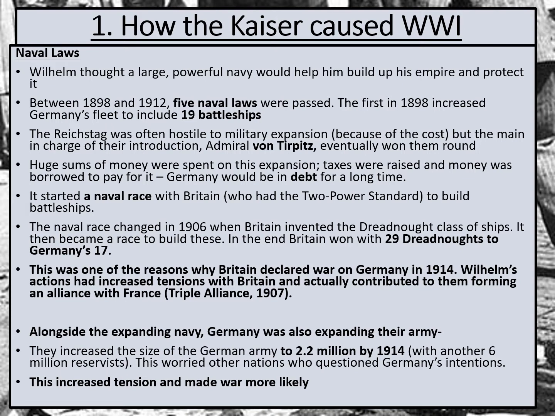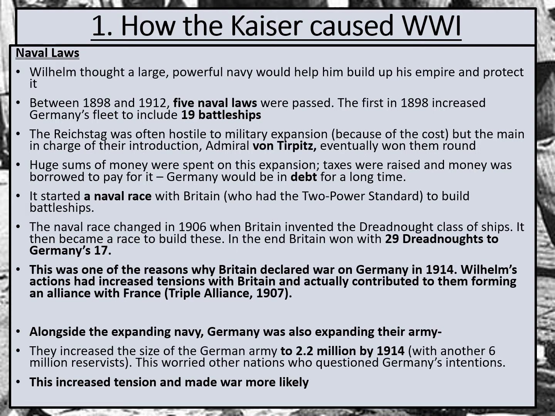The Reichstag didn't really want that, but they were convinced. This meant that huge amounts of money had to be spent and taxes were raised. This would cause a huge amount of debt for Germany. But the really important thing for our purposes and what we're going to be assessed on is the impact that it has on its relationship with others, because of course we're investigating how the Kaiser caused World War I. So what building up the navy did over time was it started a naval race with Britain.